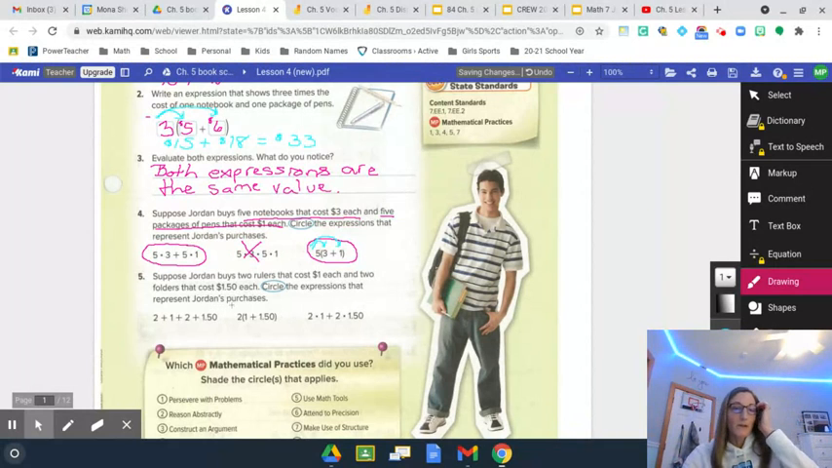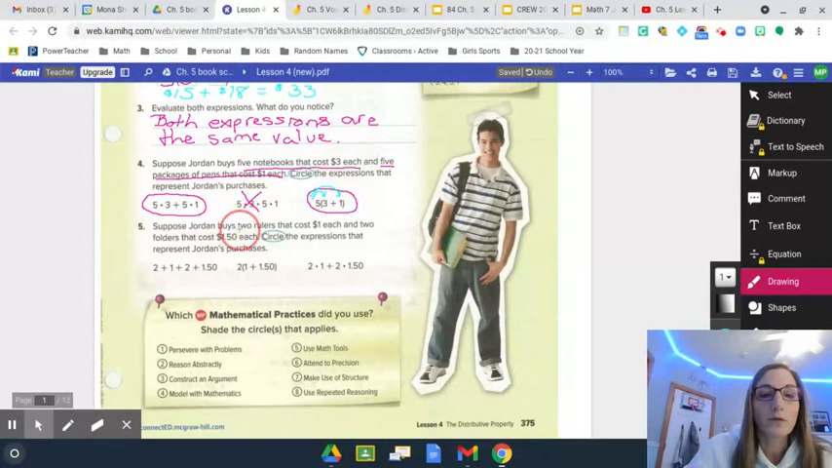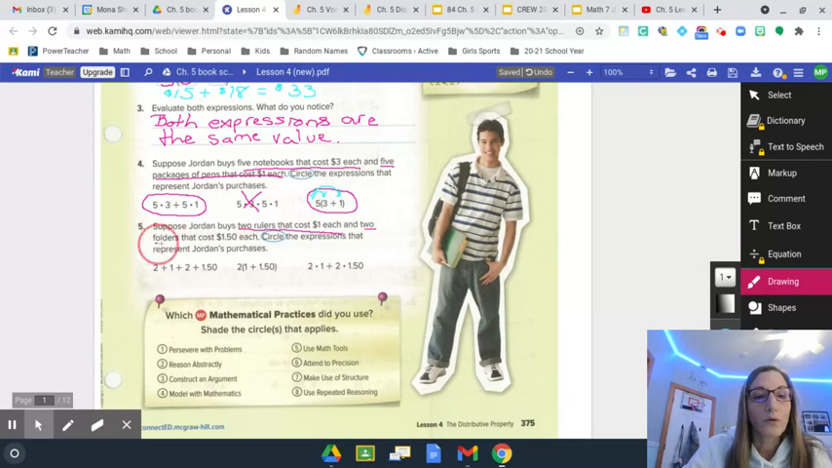Number 5, suppose Jordan buys 2 rulers that cost $1 each and 2 folders that cost $1.50 each. Circle the expressions that represent Jordan's purchases. So he's changing up what he's buying. 2 rulers, $1 each. 2 folders, $1.50 each. Okay. So I'm hoping when you look at this right now that you say, okay, yep, this last one, 2 times $1, 2 times $1.50, and add those together. But then that is represented also by this second one, which shows distributive property.